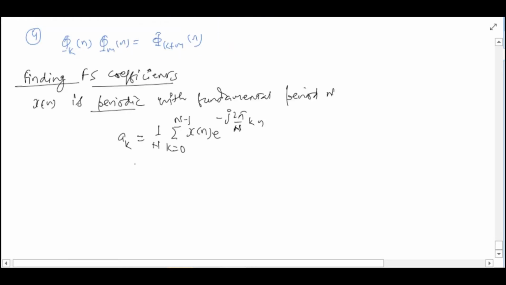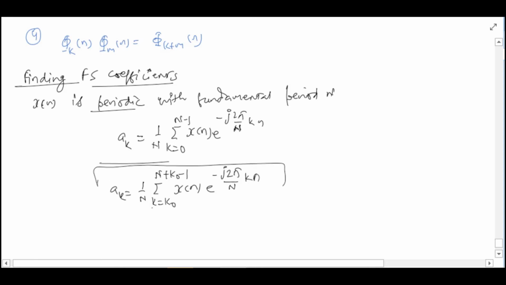Also, as in the continuous time case, we could change the limits of summation to any value as long as the number of terms in the summation is capital N. So we can sum from n equals n naught to N plus n naught minus 1, and we would get the same Fourier series coefficients. Okay, so this is a formula that is equally valid. Expectedly, this is called the analysis equation.